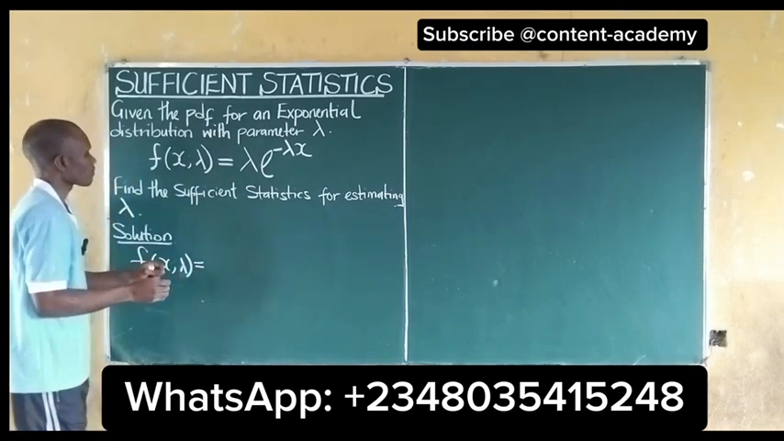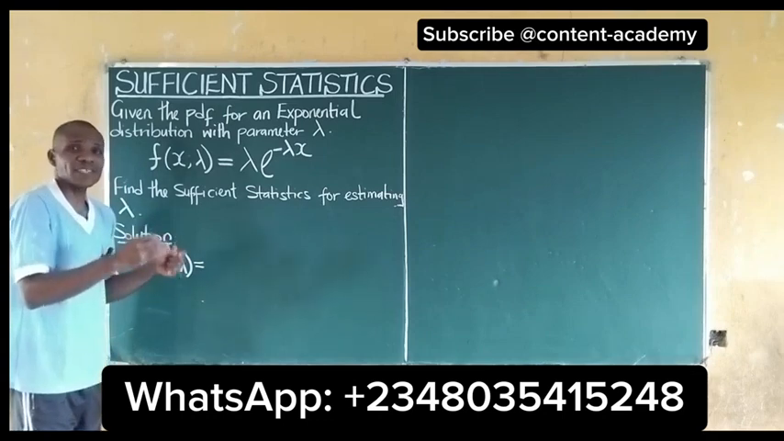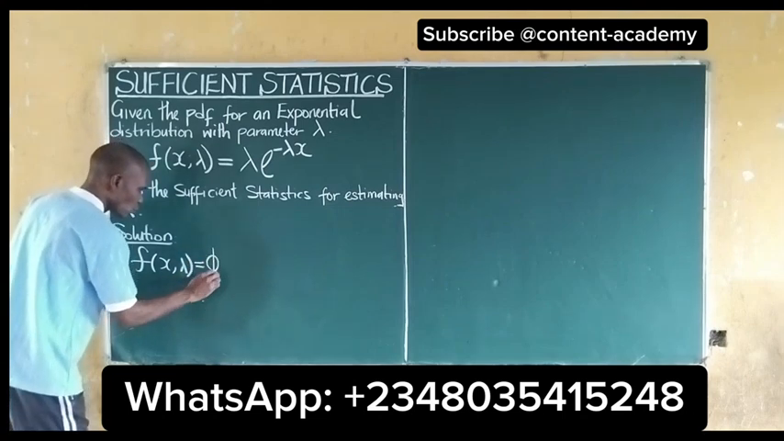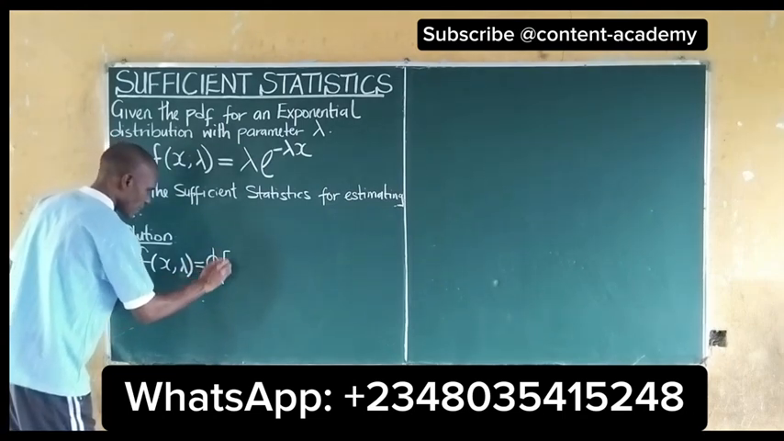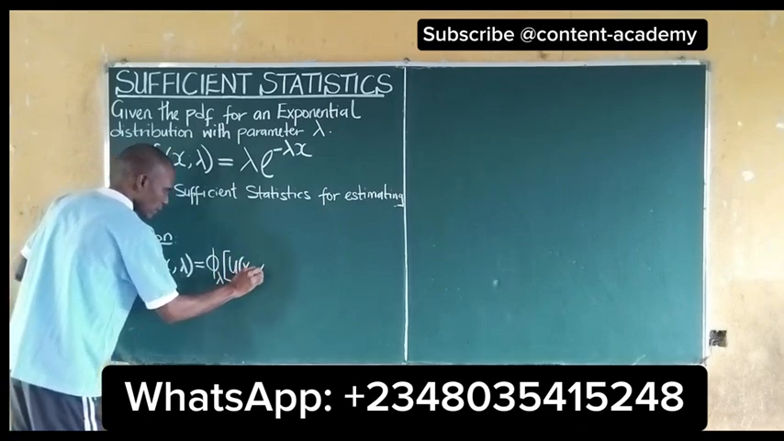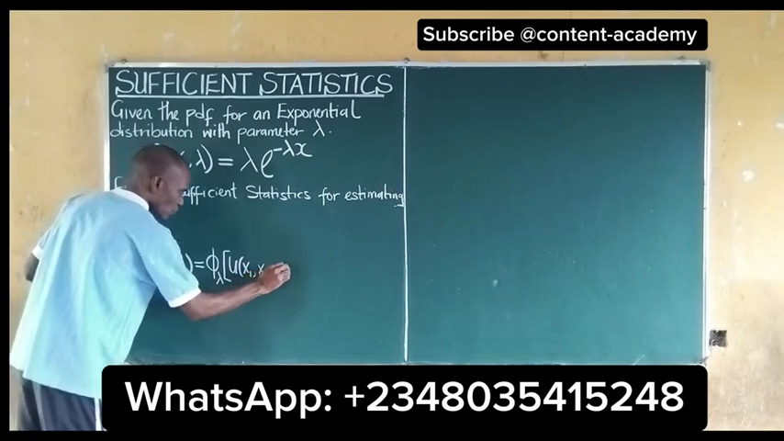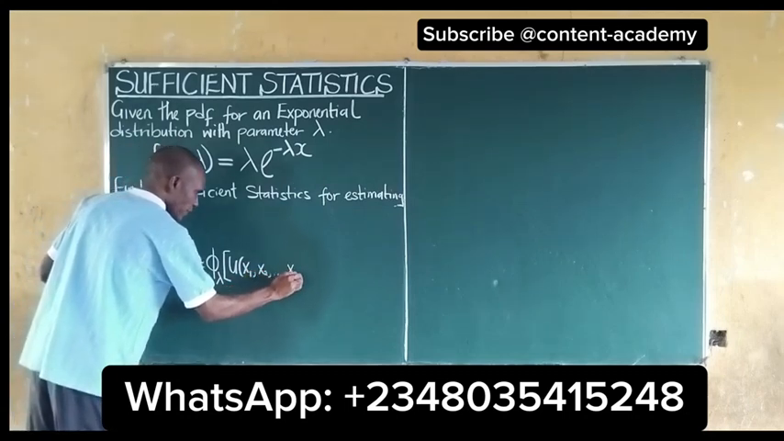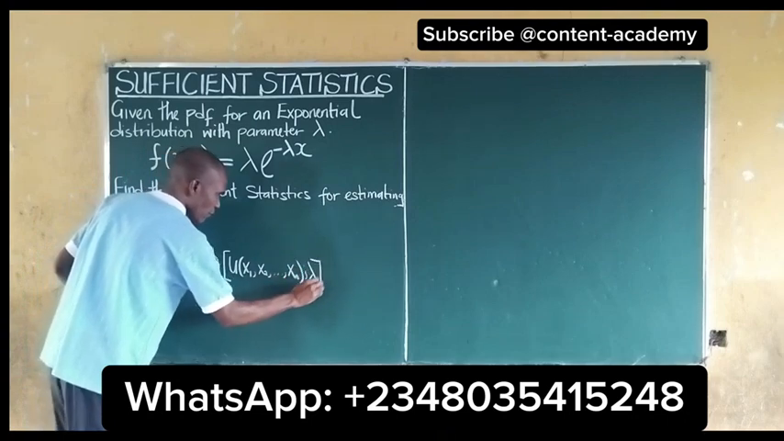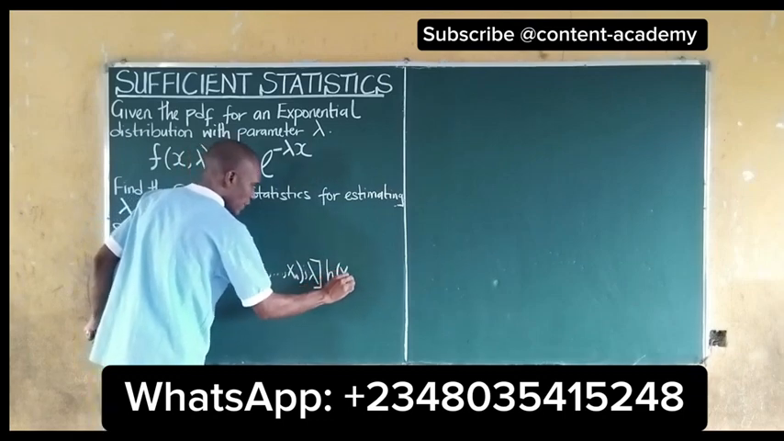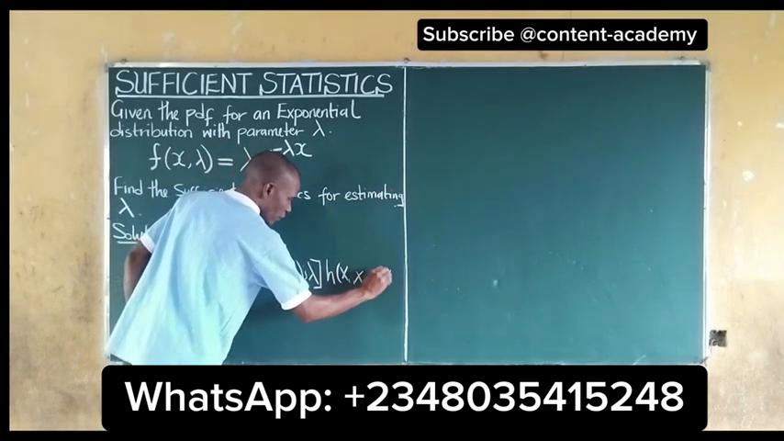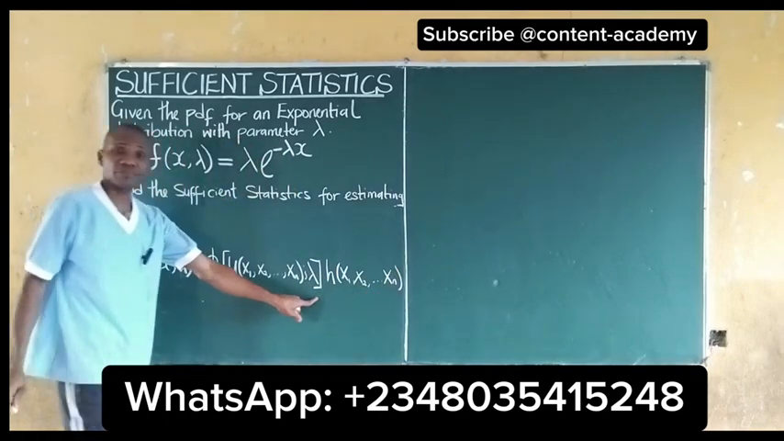it states that a statistic is said to be sufficient if it can be factored out into two components. This time we have lambda. This is the first component, x1, x2 to xn. It depends on lambda, the first one, while the second one does not depend on lambda.